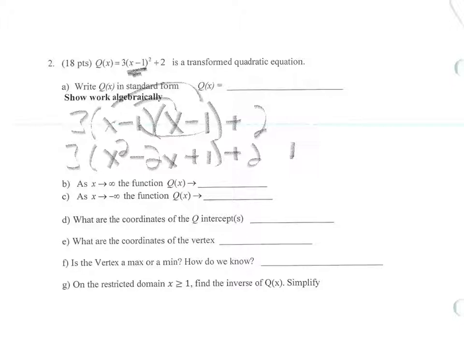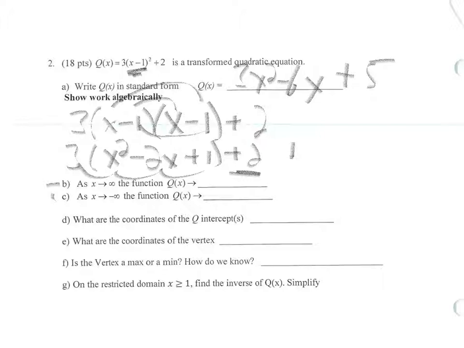Plus 2. I have to distribute the 3 through. So that leaves me 3x squared minus 6x plus 3. And then I have this extra plus 2, which is a like term. So that would be plus 5. So I'm seeing a parabola. So to answer parts B and C, I'm seeing a parabola which opens up.